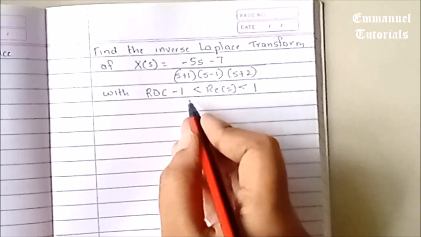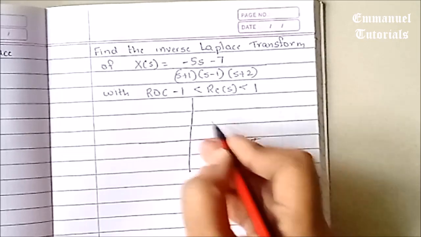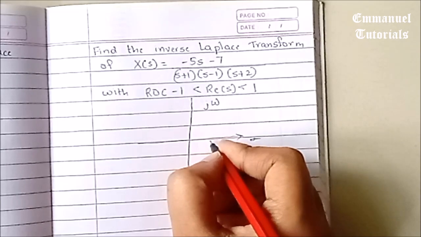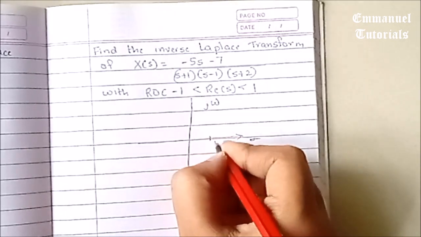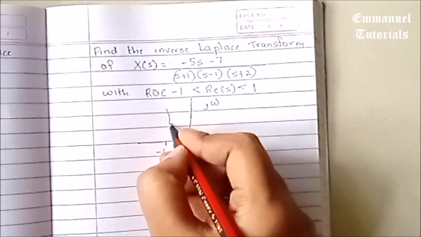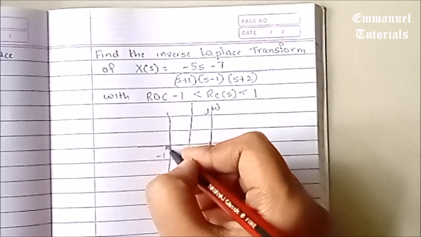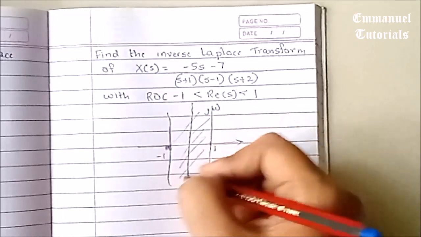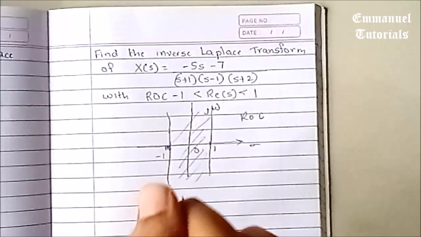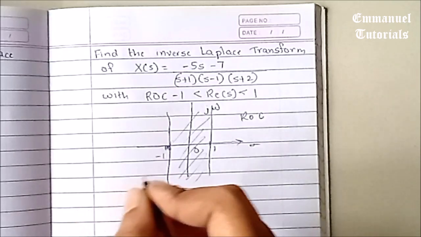So we can first plot the ROC on the s plane, sigma j omega, and s is the real part of s, or the ROC is lying between s equal to 1 and s equal to minus 1. So it will be something like this. This is the ROC which is specified. Now this will help us to find out the proper inverse Laplace transform, or the x of t values.